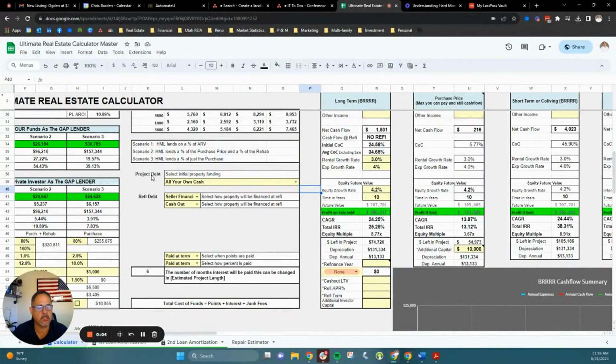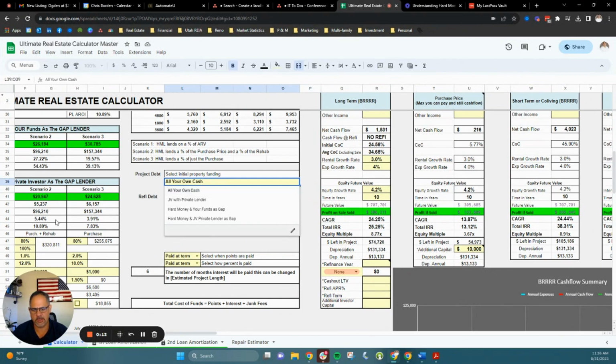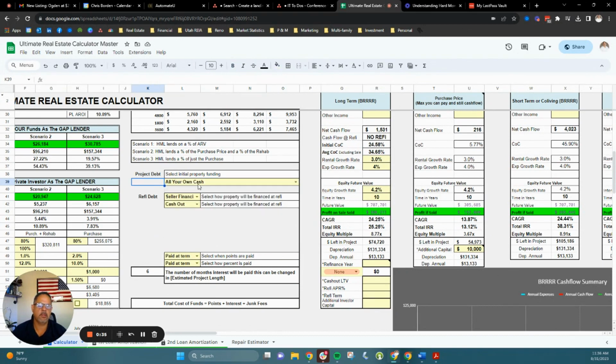So this next section in yellow is how you would secure the debt for the property. So you can do it again, as we explained earlier, because this is going to be the outcome for any other different types of exit strategies you want to look at. So again, could be all your own cash, JV with a private lender, hard money and your funds as the gap, or hard money and JV as the gap. So I'll just leave it on purchasing it with your own cash.